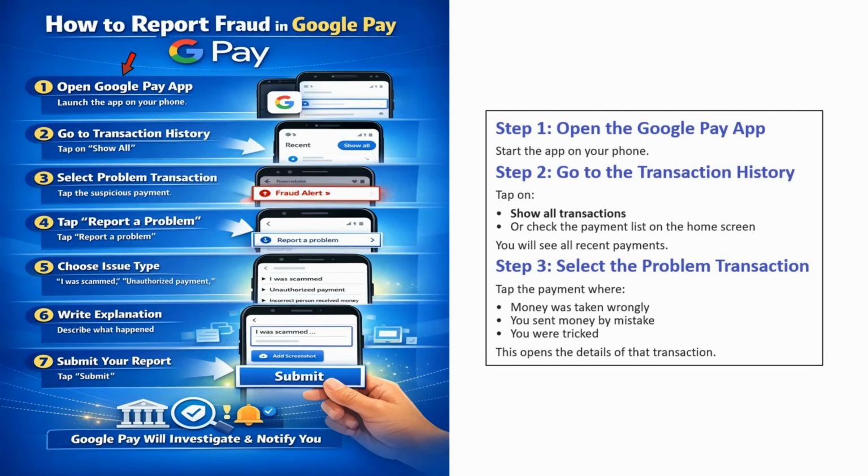Step 1 is open the Google Pay app. Start the app on your phone. Step 2 is go to the transaction history. Tap on show all transactions or check the payment list on your home screen and you will see all the recent payments. Step 3 is select the problem transaction. Tap the payment where money was taken wrongly, you sent money by mistake, or you were tricked. This opens the details of the transaction.